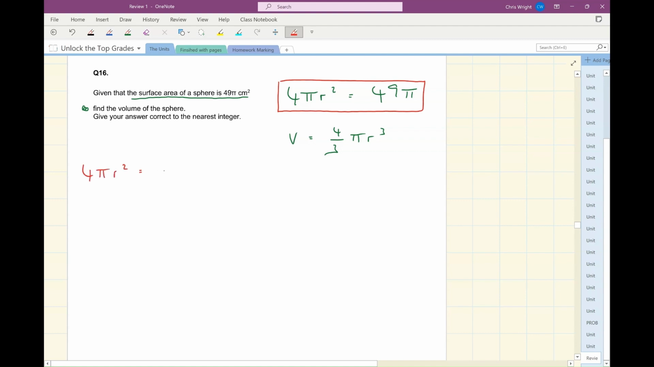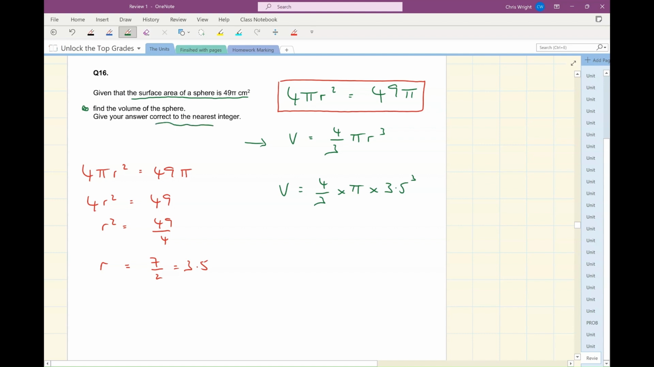Let's have a look at that equation. I think we can use this equation to find the radius. Divide both sides by pi gives me 4r squared equals 49. Divide both sides by 4. R squared is 49 over 4. So r is the square root of 49 over 4, 7 over 2, or 3.5. So the radius is 3.5 centimeters, and now it wants me to find the volume of the sphere. Well, I can do that using this formula. Now I know the radius. Volume is 4/3 times pi times 3.5 cubed. Give your answers to the nearest integer.